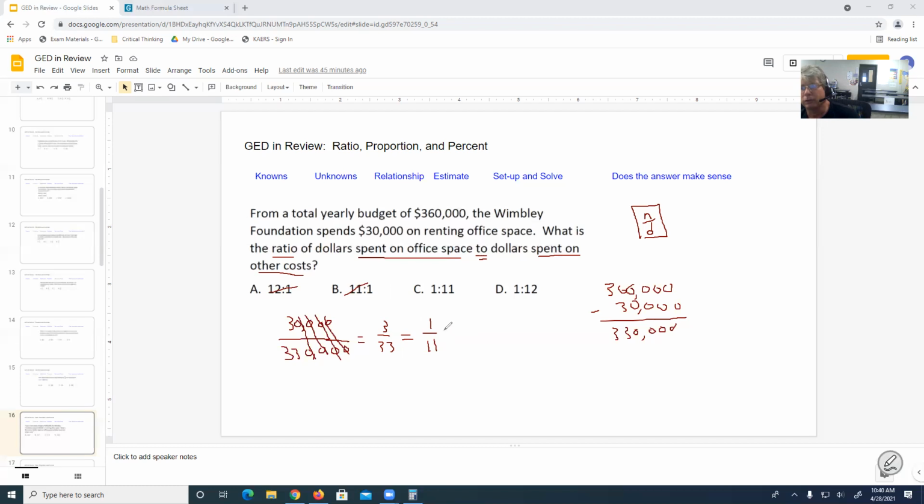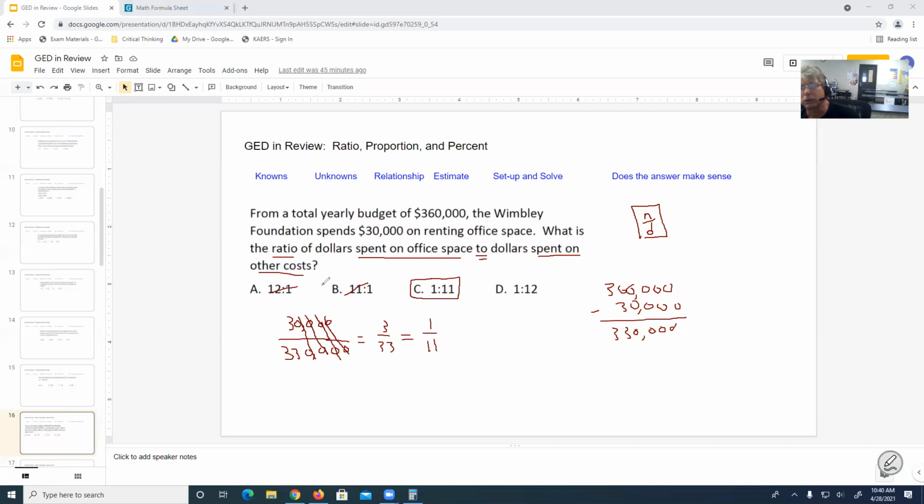So 1 to 11 is the fraction form of writing a ratio, but you can also use what you call a colon, which also represents a ratio. So $1 spent on office space for every $11 spent on other costs would be the simplest form of that ratio. So C would be the answer to that problem.